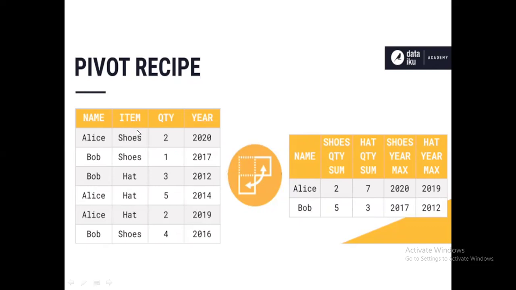Now, what are the pivot items? Items are shoes and hat. So shoes quantity sum, hat quantity sum, and at the same time shoes year max, hat year max. Because for quantity I have applied sum, and for the year column I have applied max.